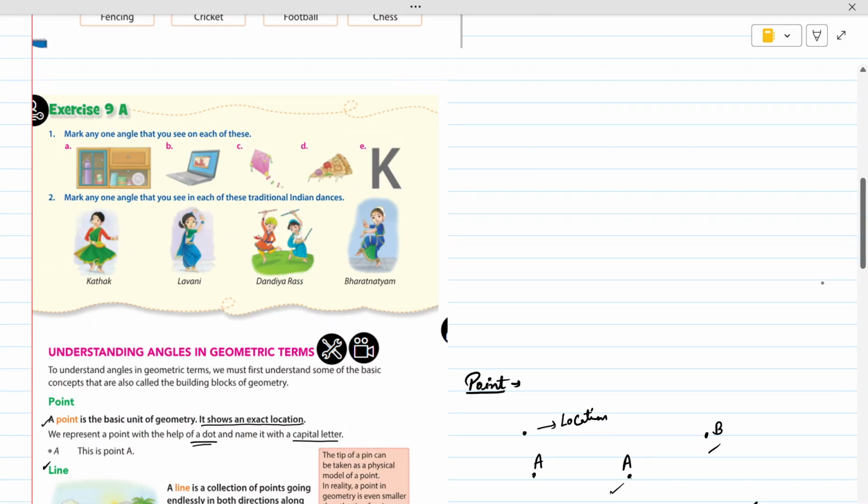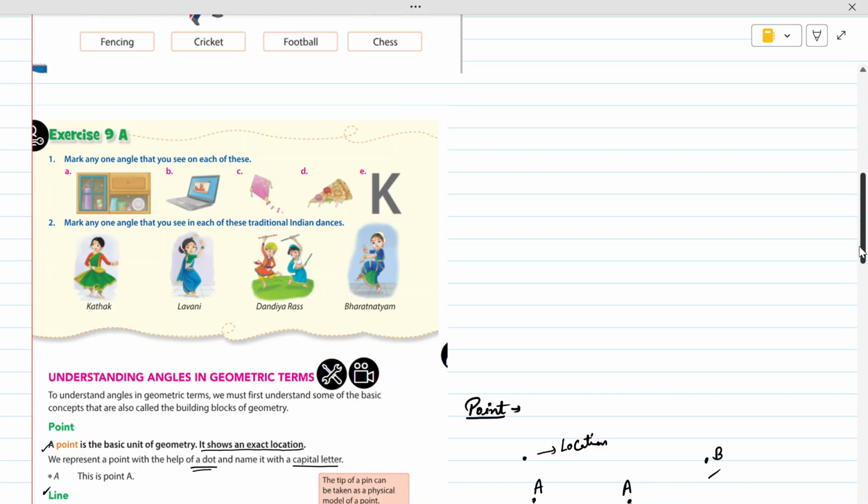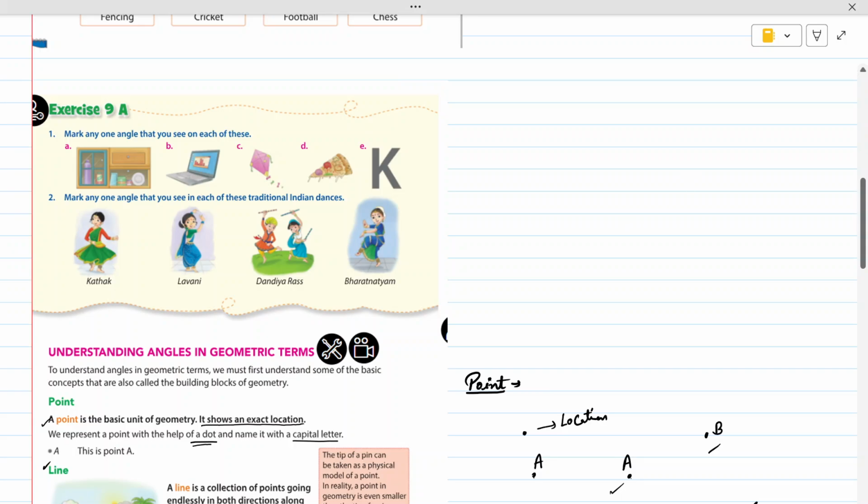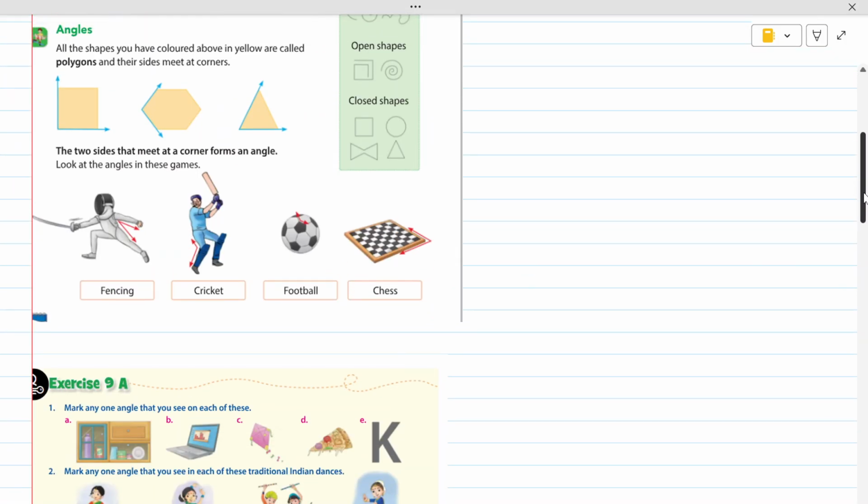Now let us pick up this exercise 9A. But before that, this is what we have to do. What is written over here is, in angles, two sides that meet at a corner form an angle. These are the figures they have drawn. If you see this square, this is the point where these two rays are meeting. They have also shown that it's a ray, and this is the angle. These two rays are forming an angle here. Similarly, this is an angle here, and this is an angle here.